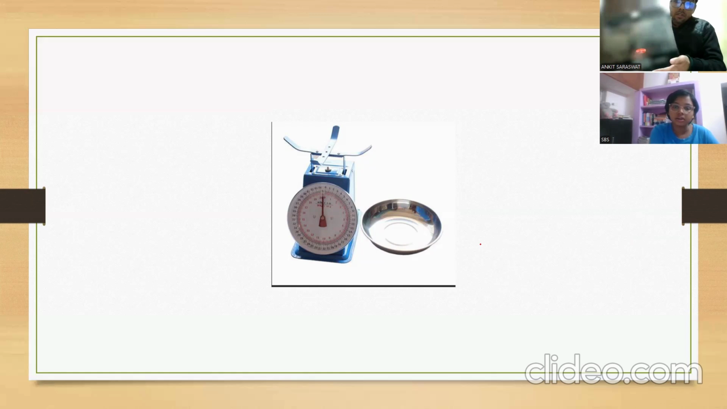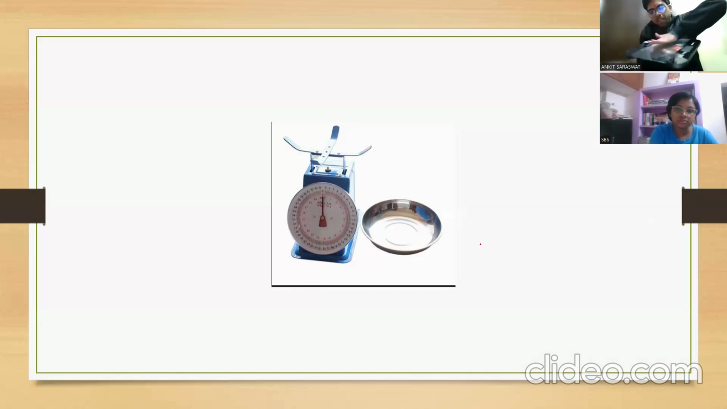Clear? Its reading is 0. If I increase the force on this surface, if I stand here like this, you can check its reading is going to increase. It's an electronic, digital machine.